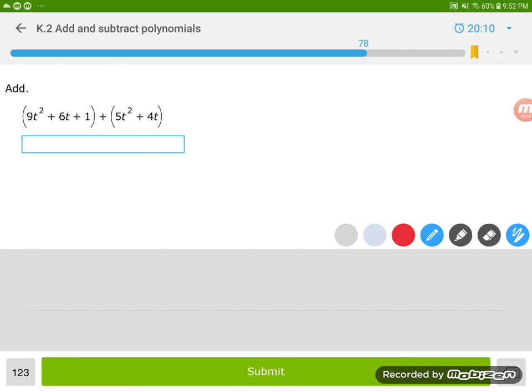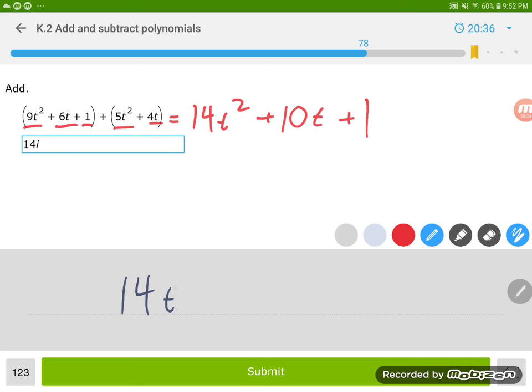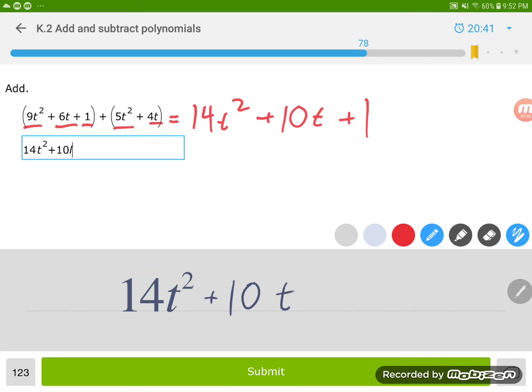Alright, so I look at this and, again, we're combining like terms. So I have a t squared and a t squared. That is going to make 14t squared. I have a t and a t. We can combine those together and get plus 10t. And then we have just a 1, nothing to combine with that, so just plus 1. So our final answer is 14t squared plus 10t plus 1.